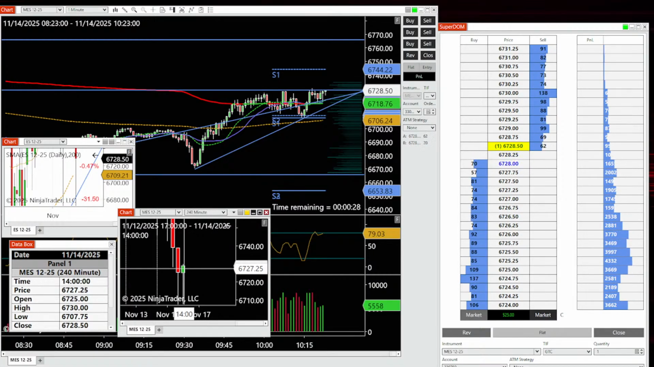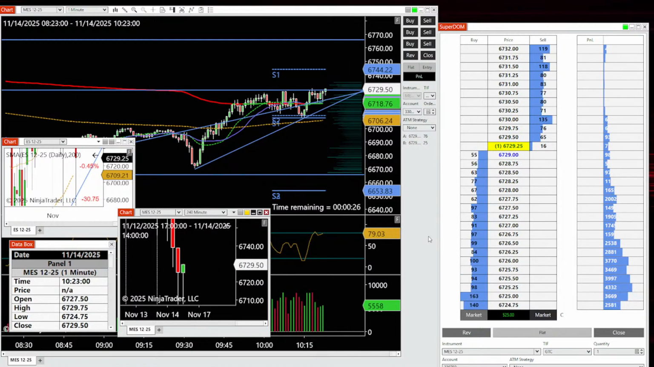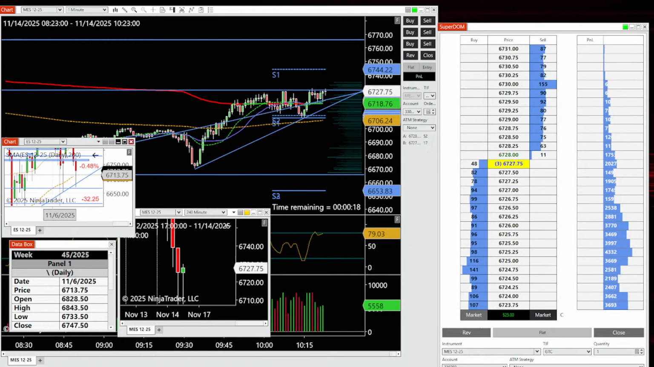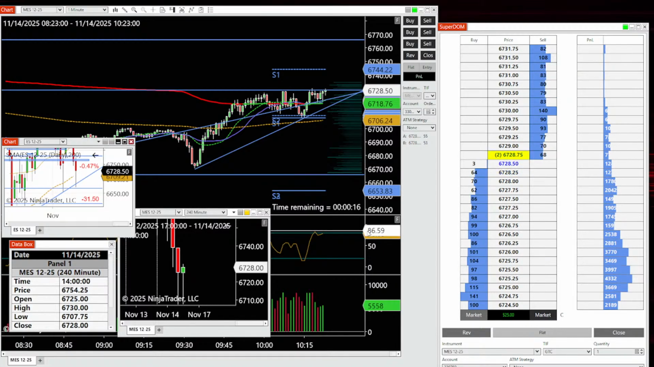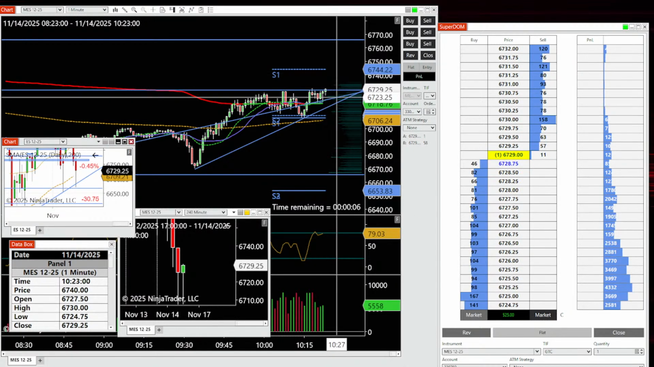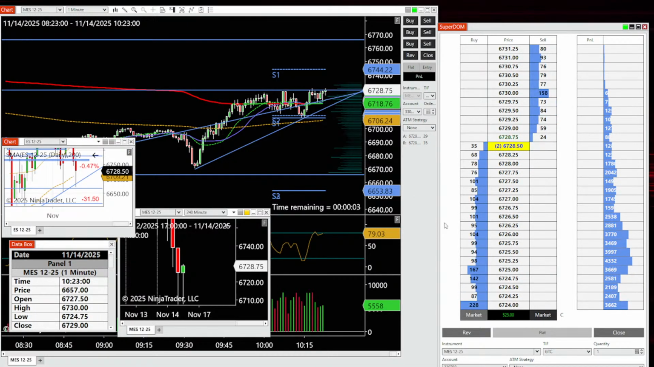So we got a green 4-hour bar and a red daily bar. $33. Where are we going? We're going to 44. The target is 44 if we keep going higher.